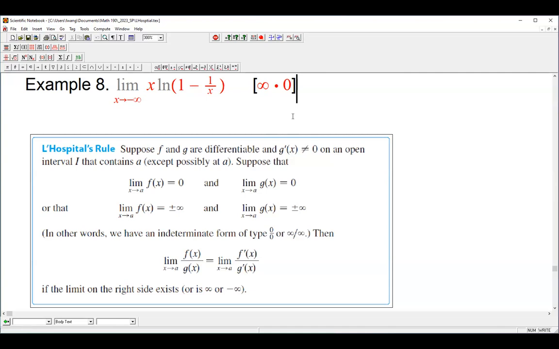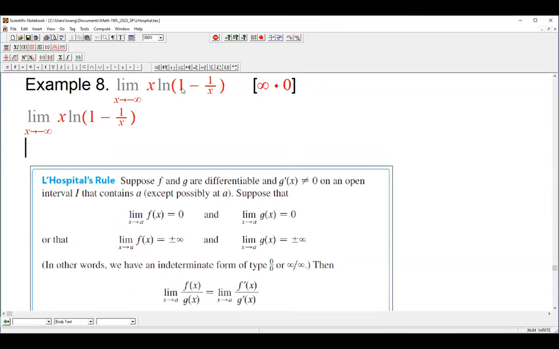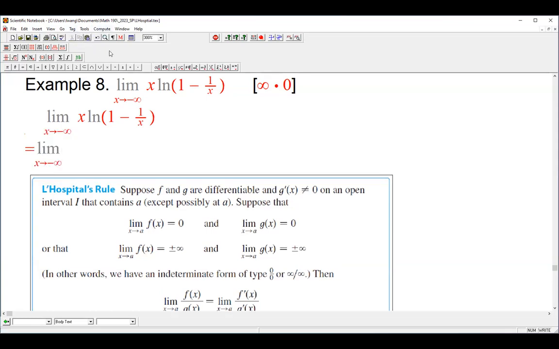This is the indeterminate form, right? In order to find the limit, one of the algebraic things we can do is try to see if we can simplify it. We certainly cannot simplify this algebraically. You cannot factor, you cannot reduce in any way.